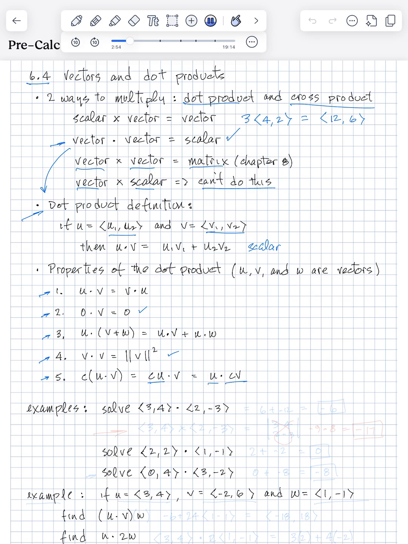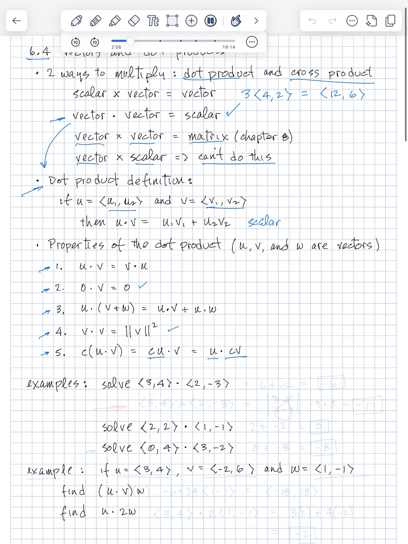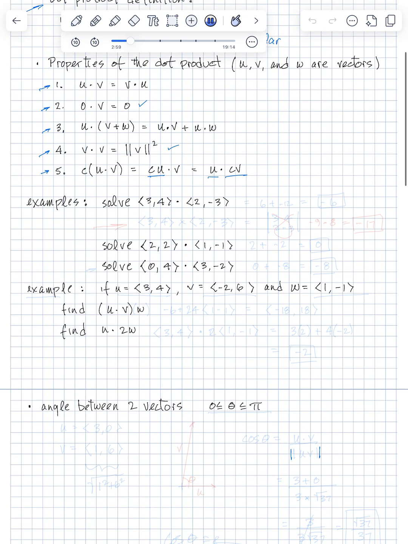All right, let's look at some examples. So we want to solve vector 3, 4 dotted with 2, negative 3. So that's just 3 times 2 is 6, plus 4 times negative 3 is negative 12. 6 minus 12 is negative 6.